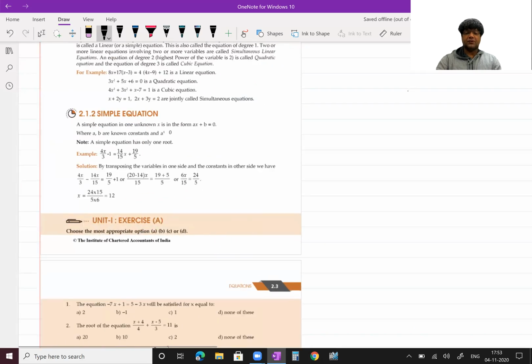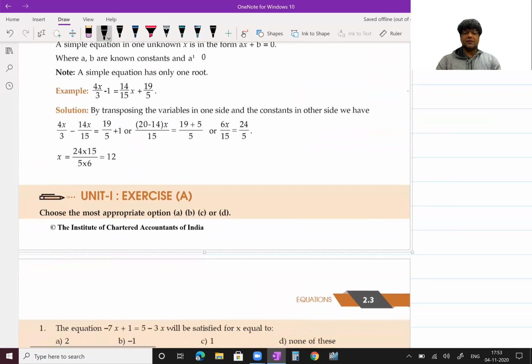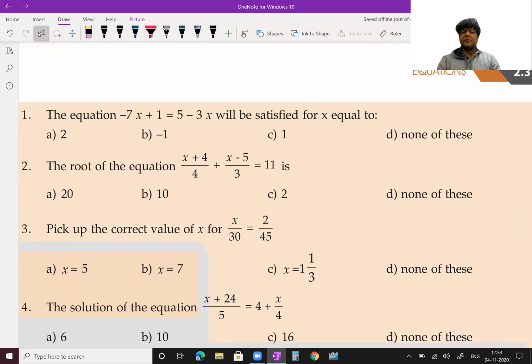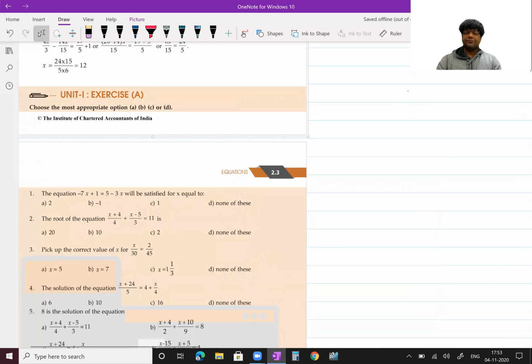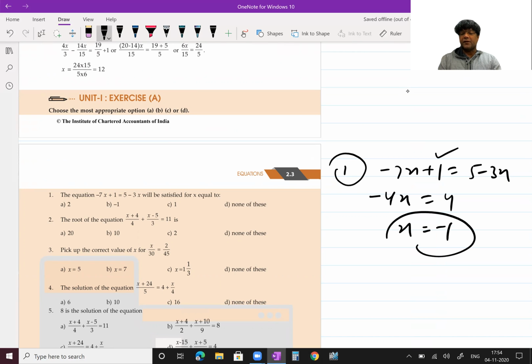So guys, there is nothing in this. Directly going to the chapter, see, immediately the chapter is started, because for this simple equation, there is nothing for me to teach. See, the equation minus 7x plus 1 is equal to 5 minus 3x will be satisfied for x is equal to. Four options are given. Either you put from the option or you solve. Wait. For the sake of formality, I am doing the first one. Minus 7x plus 1 is equal to 5 minus 3x. Transfer this minus 3x to that side. So it will be minus 7x plus 3x, that is minus 4x. Transfer this 1 to that side. 5 minus 1 is equal to 4. So your x is equal to minus 1.